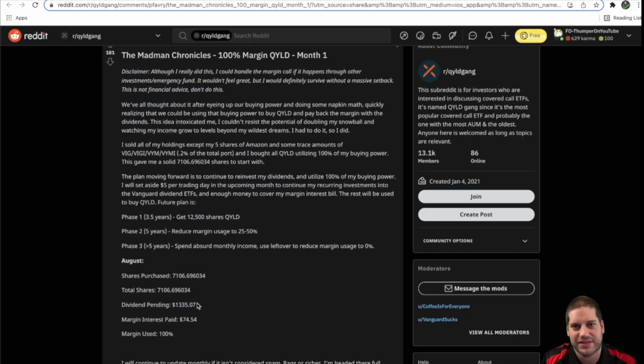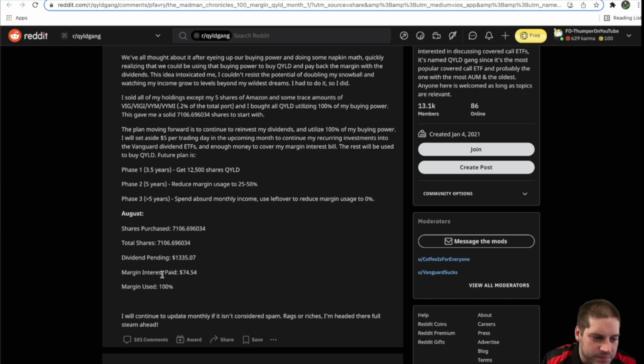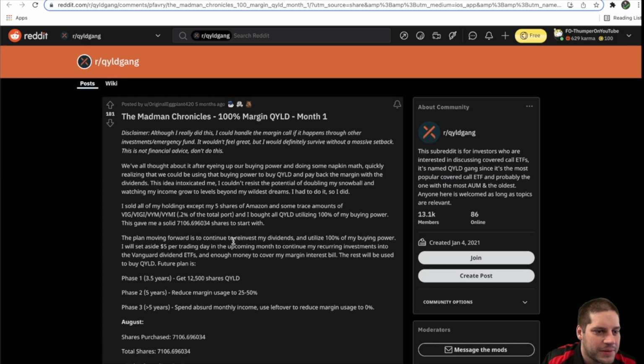His dividend is essentially double because he's using all of his 2-to-1 buying power. So based off this information, we can figure out that he has about an $80,000 account that he's working with. So he's borrowing $80,000 in margin to purchase more shares of QYLD. You can see he's already starting to pay interest. And, oh man, I still can't believe someone's willing to do that. But there he is. So that's what this guy is doing.